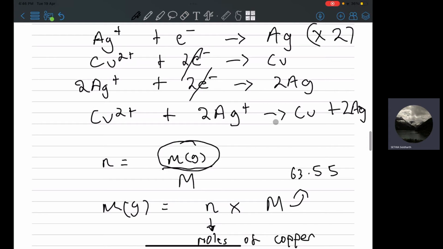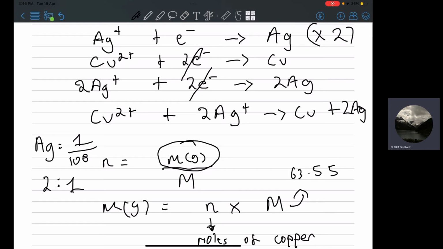So we have 1 gram of silver. So how many moles of silver do we have? So the number of moles of silver is equal to 1 divided by 108, right? That is the number of moles of silver. Now we see that the ratio of silver to copper is 2:1.